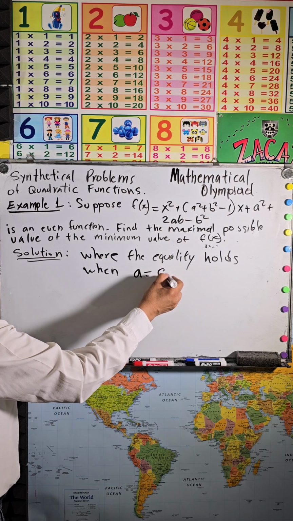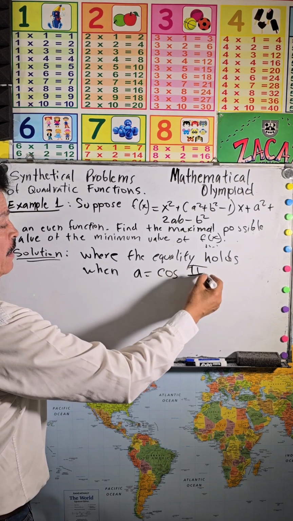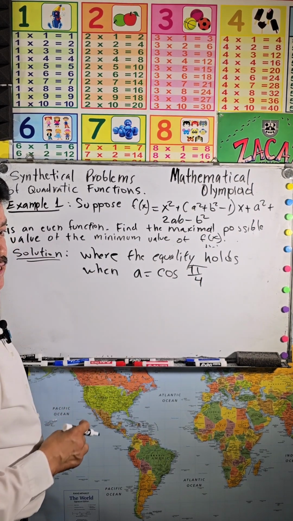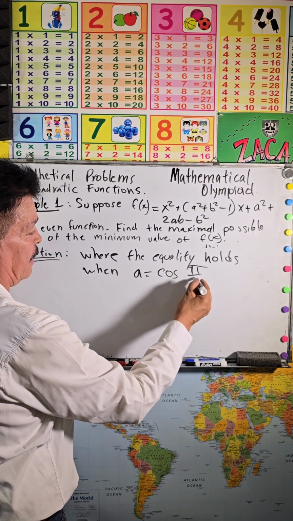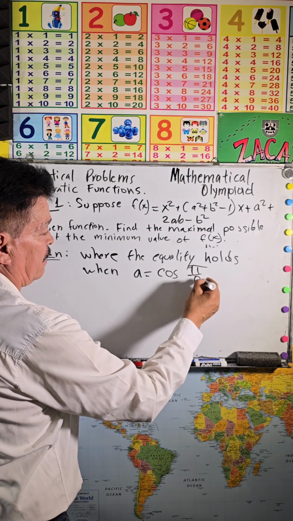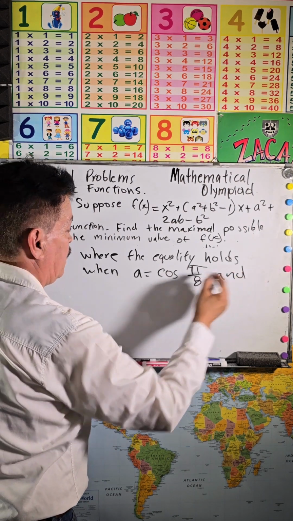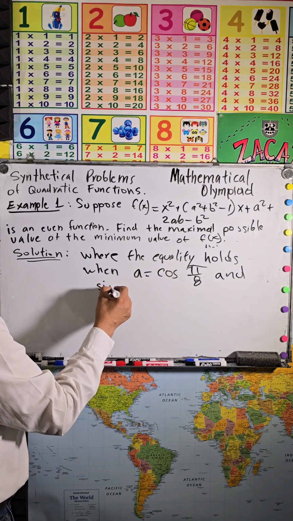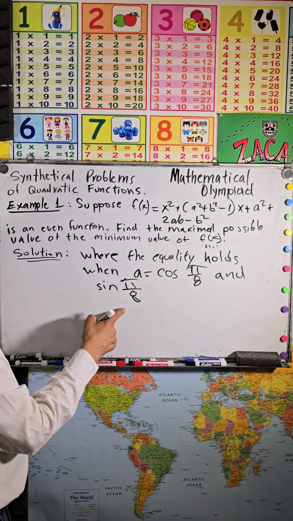It holds when a equals cosine of pi divided by 4. I mean, no, it will be 8. Just check the information back in the video. So pi divided by 8, and b equals, also the same thing, sine of pi divided by 8. So cosine and sine.